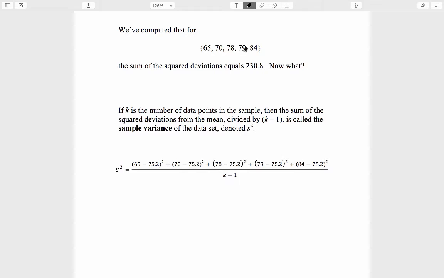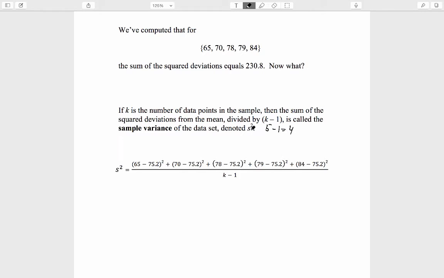We've now computed that for this sample of 5 scores, drawn from a full collection of 100 scores in section 01, the sum of the squared deviations equals 230.8. That's great. Now what? We've done the hard work. We still have 2 short steps before we're quite finished. If little k denotes the number of data points in the sample, which in this case is 5, then the sum of the squared deviations from the mean, that's what we just computed, divided by 1 less than k, so in this case, 5 minus 1 equals 4. Okay, so we take the 230.8 and we divide it by 4. That is called the sample variance.